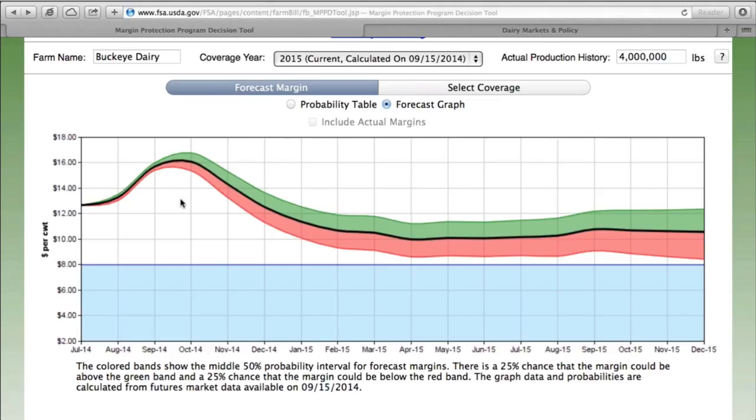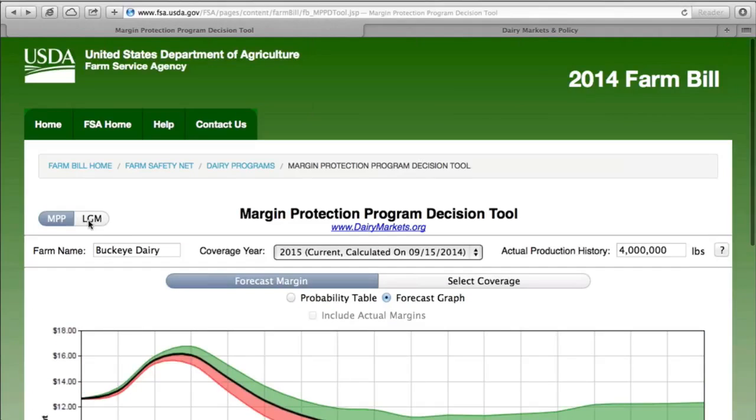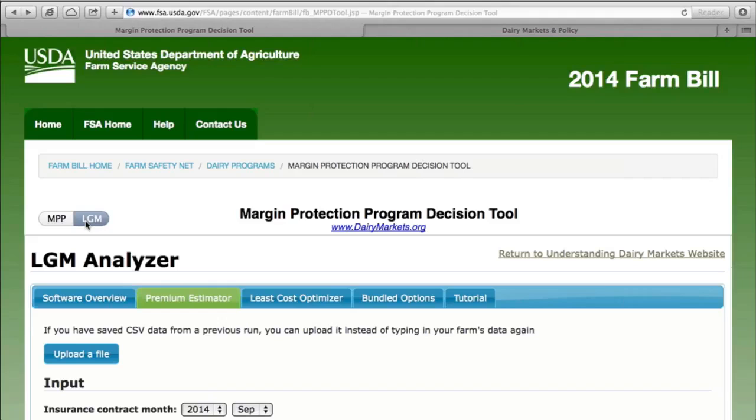So the first question I see is, will this tool also compare MPP and LGM Dairy? And I think we've demonstrated that yes, it does. You can simply click between MPP and LGM Dairy. Now, LGM Dairy is a sophisticated program. You can declare how much milk you want to cover and how much feed you want to cover, and the ration is totally customizable. Once you decide what you want to protect with LGM Dairy, it's really easy to go back and forth and evaluate the premium costs and what you're actually getting under each program. So yes, it's possible to compare the two.